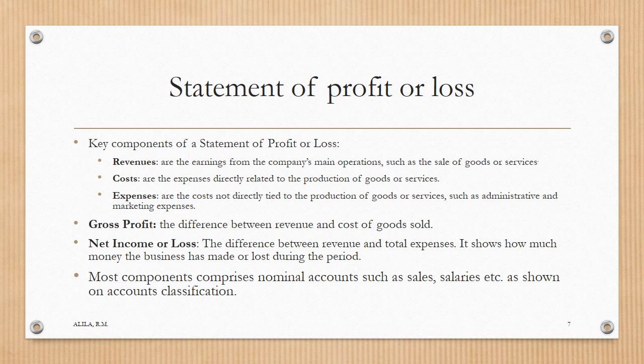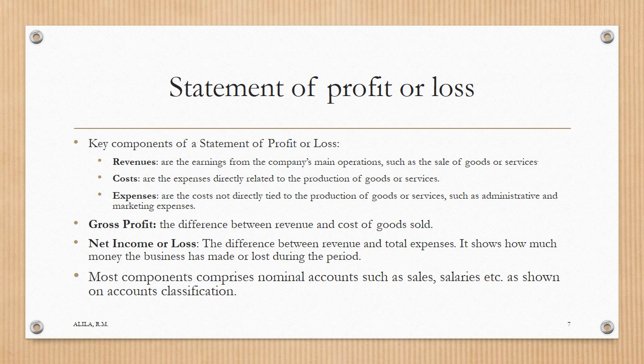A revenue, these are earnings from the company main operation. It might be a sale of goods or services. And the costs are the expenses directly related to production of goods or services. The expenses also are the costs not directly tied to the production of goods or services. They might be administrative and the marketing expenses.